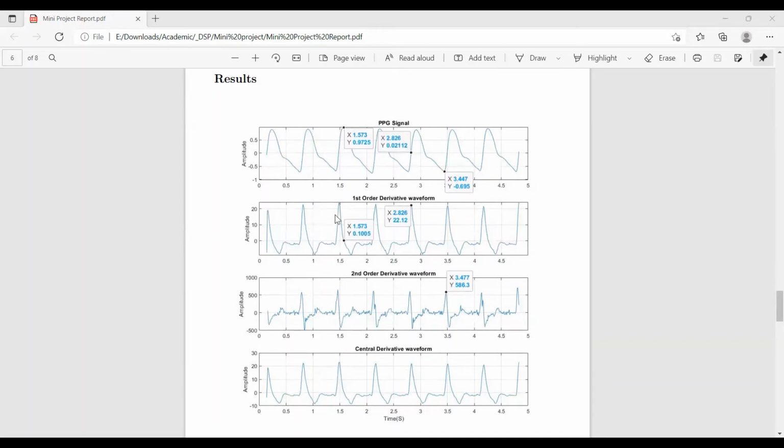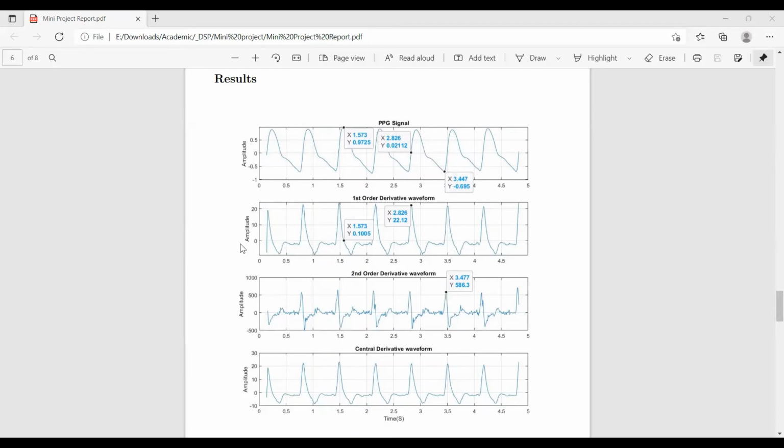If we look at the first order derivative waveform, then we can see that the peak of the PPG signal, that is this, can be obtained from the positive zero crossing of the first order derivative filter, that is this point. And the maximum slope point can be obtained by looking at the maximum peaks in the first order derivative waveform, that is this. And if we look at the second order derivative waveform, then we can see that the foot of the PPG signal, that is this minimum point, can be obtained by looking at the second of the maximum peaks in the second order derivative waveform, that is this point.